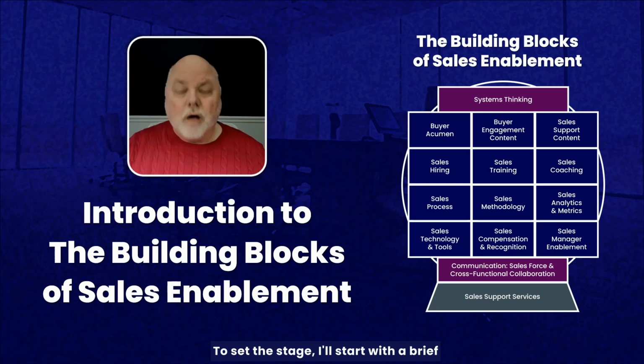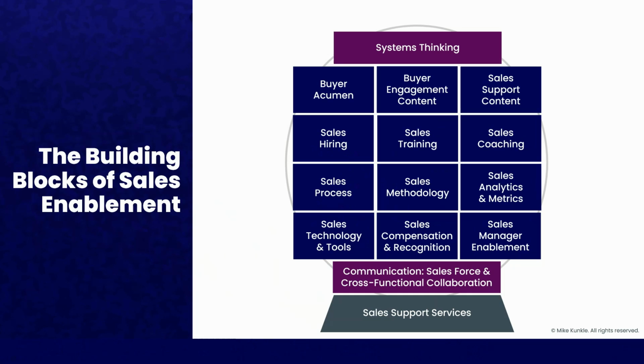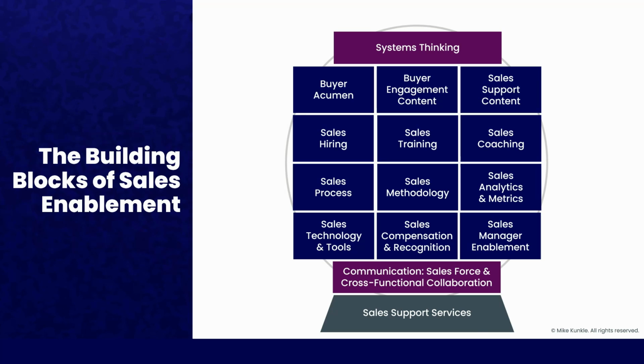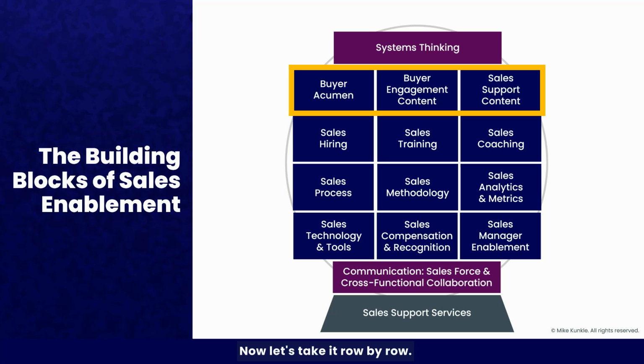To set the stage, I'll start with a brief introduction to the building blocks of sales enablement. The building blocks of sales enablement is a framework of 15 parts or blocks. There are 12 core blocks in the center. These blue blocks are the various performance levers that you can push and pull to get the best possible sales results. Those 12 are tied together on the top and bottom by systems thinking and communication management, with the final block being sales support services. Now, let's take it row by row.